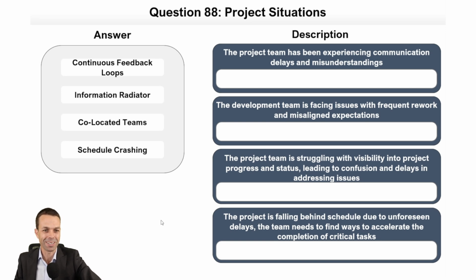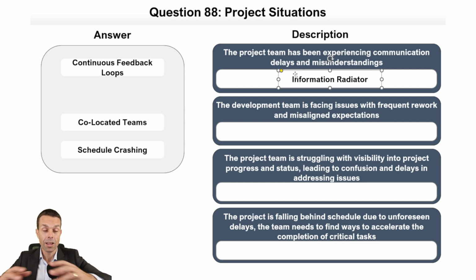That's pretty good. Now we've got some more tricky ones, I think. The project team has been experiencing communication delays and misunderstandings. If they're doing that, they need an information radiator to get more communication, to communicate all of the project information in the team area.